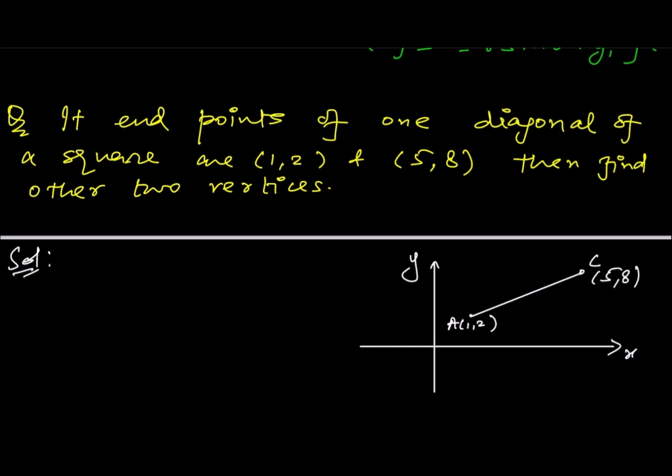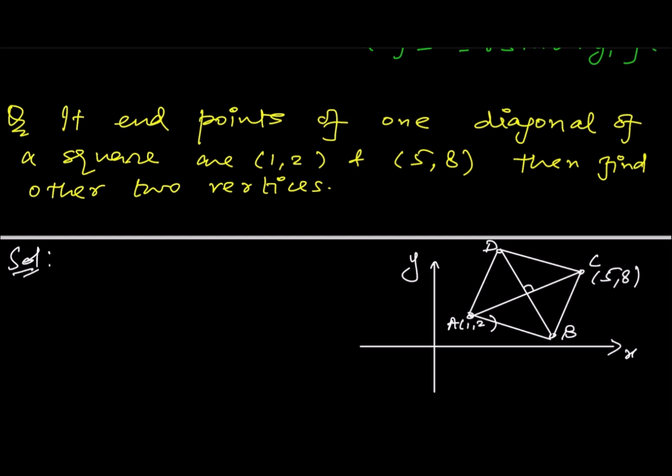And you know very well, diagonals of a square are perpendicular. So the other diagonal may be taken as this. So this is BD. And now you have the complete square ABCD. You have to find B and D.